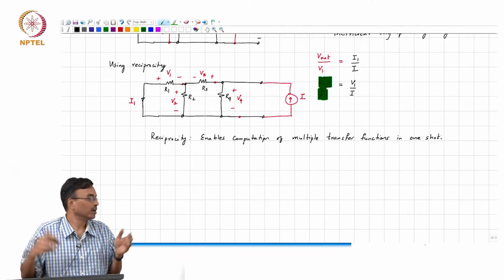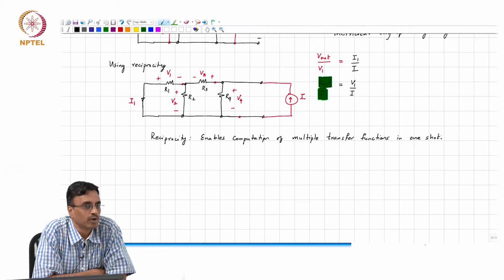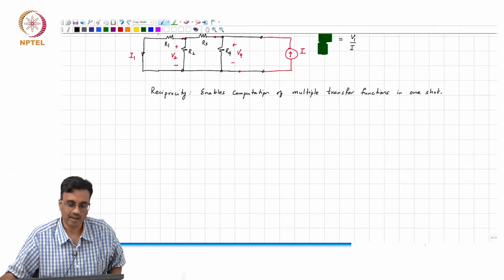Obviously, it would be great if you could find a fix, some way of being able to use this concept of reciprocity in networks that contain control sources. Okay, now let's see what we can do.